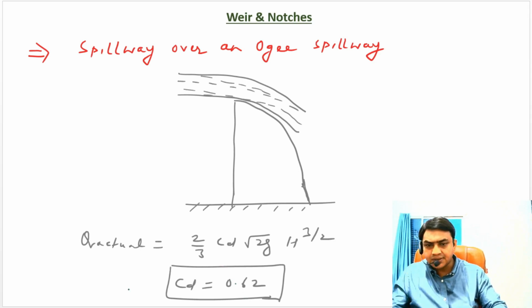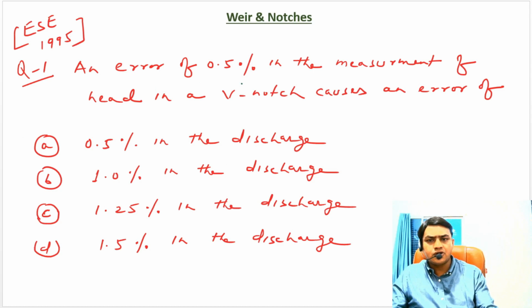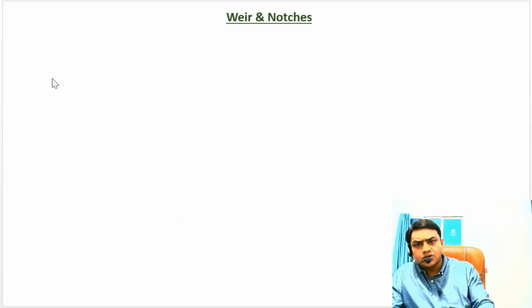So let us take an example or problem based on this concept. The first question of the session: an error of 0.5% in the measurement of head in a V notch causes an error of 0.5% in the discharge, 1% in the discharge, 1.25% in the discharge, or 1.5% in the discharge. This question is taken from the ESE exam 1995.